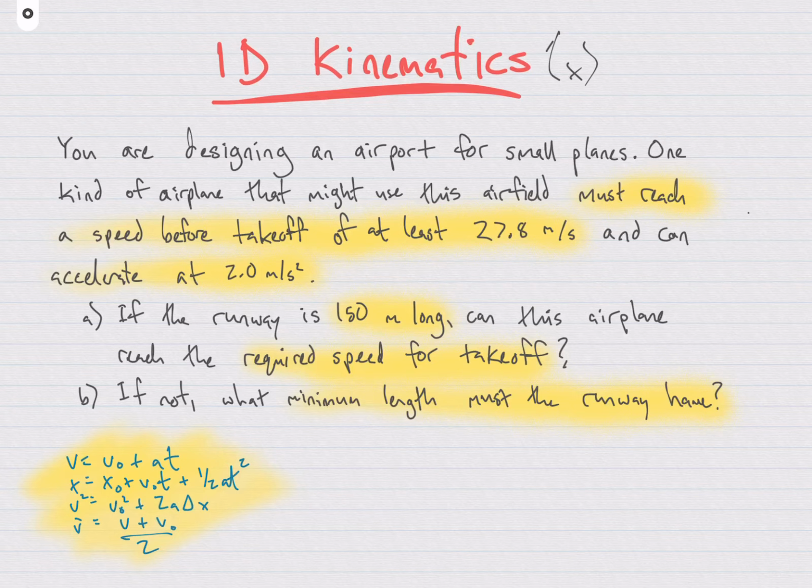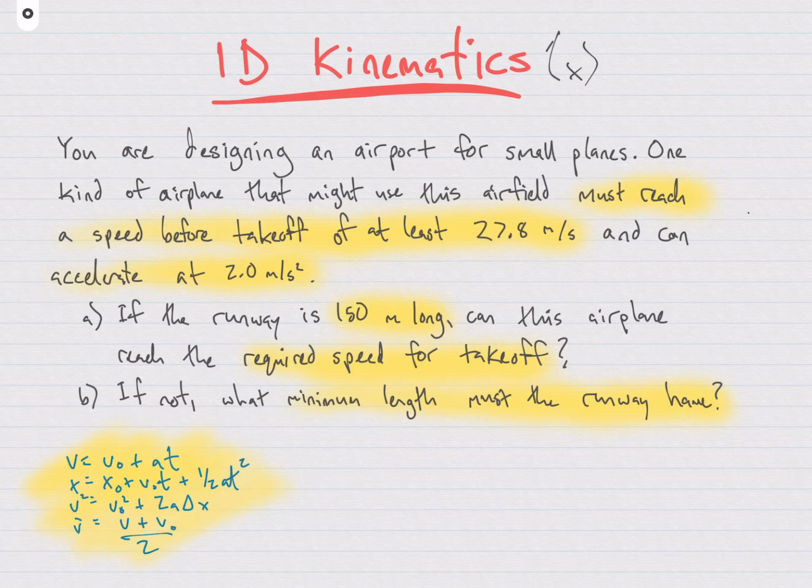Hi everybody. Today I have a problem on one-dimensional kinematics, specifically in the x direction. So the problem states, you are designing an airport for small planes. One kind of airplane that might use this airfield must reach a speed before takeoff of at least 27.8 meters per second and can accelerate at 2 meters per second squared. If the runway is 150 meters long, can this airplane reach the required speed for takeoff? If not, what minimum length must the runway have?